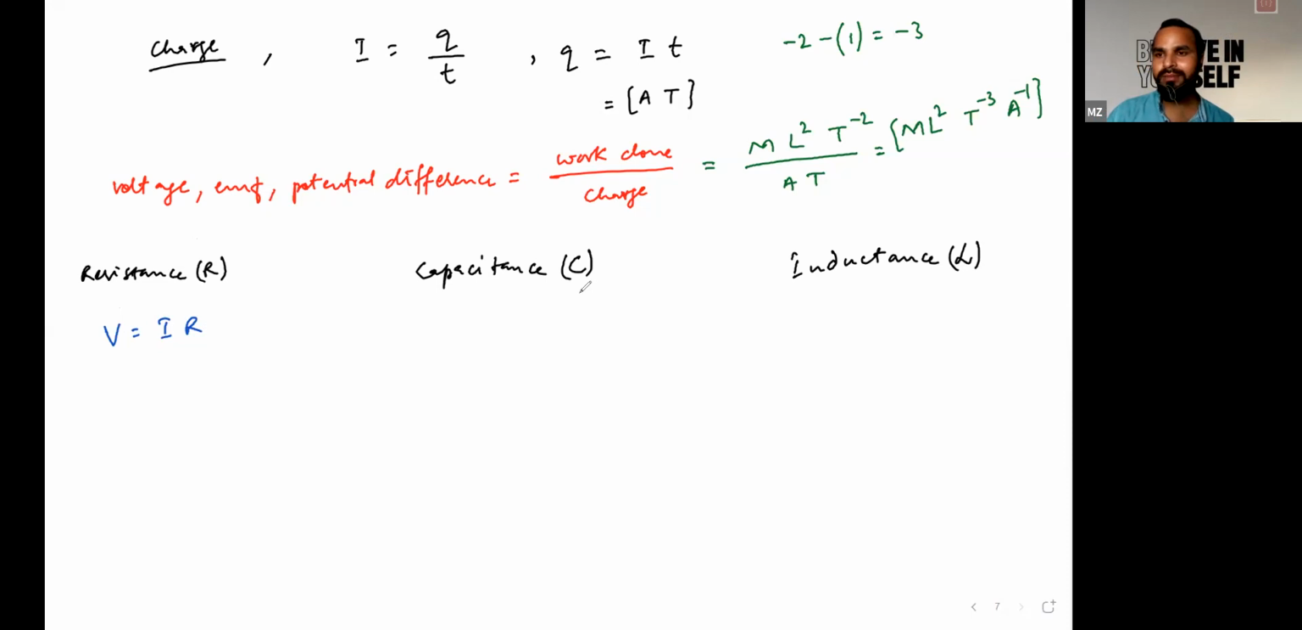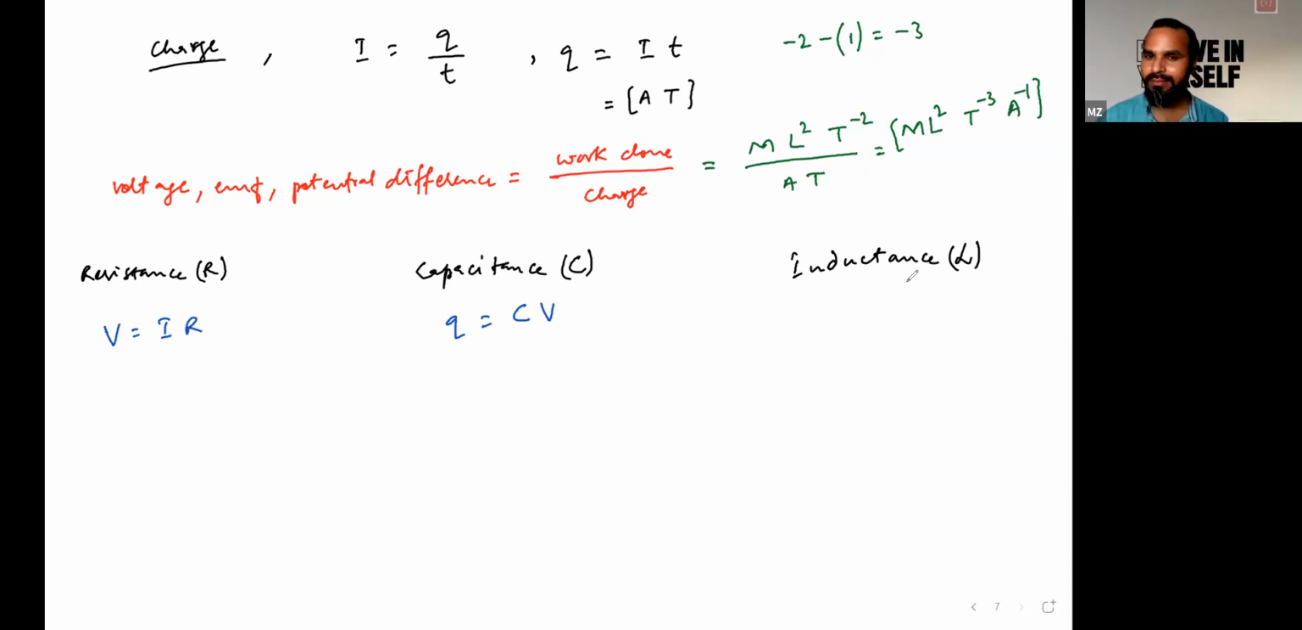Similarly, capacitance is the charge storing capacity of a particular device. A battery stores electrical energy in the form of chemical energy. There are some devices which store electrical energy in the form of charge, such as a condenser, which is used in fans. For this, Q equals C times voltage. Q is charge, which has dimension AT. V is voltage, which has the dimension we found. Try to simplify to get C.